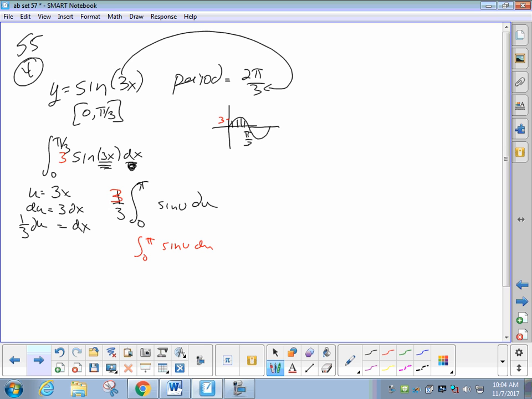The antiderivative is cosine or negative cosine? Negative cosine from 0 to pi. Negative cosine pi plus cosine 0 is negative of negative 1 plus 1, so 2. Cool? All right, and then remember on a definite integral, you don't sub back for u. You change the limits to fit u, so you put them in for u.